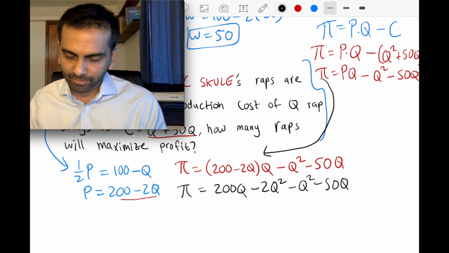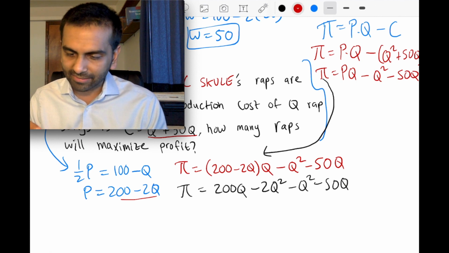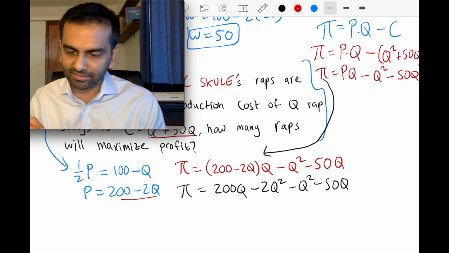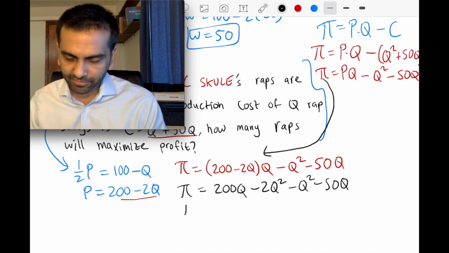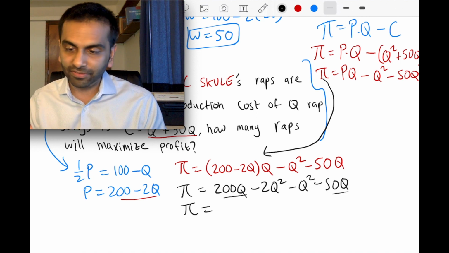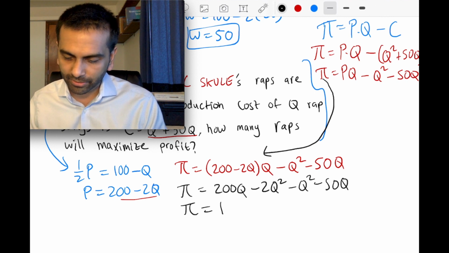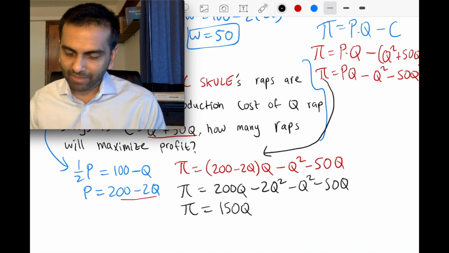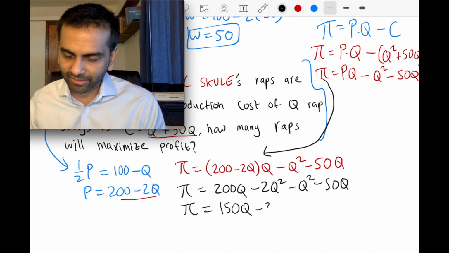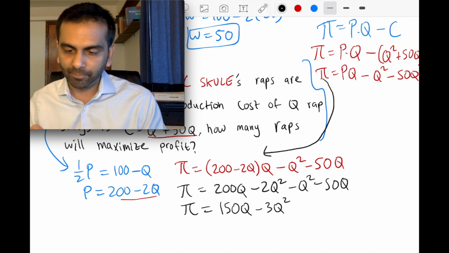I'm going to go one step further. The only other thing we could do, which maybe we should, yeah, let's just go one step further here. Let's really take our time before we take this derivative. Let's simplify like terms. We got 200q minus 50q, which is 150q. And then we have minus 2q squared minus another q squared, so overall that's minus 3q squared. So that's a much nicer looking profit equation, right?